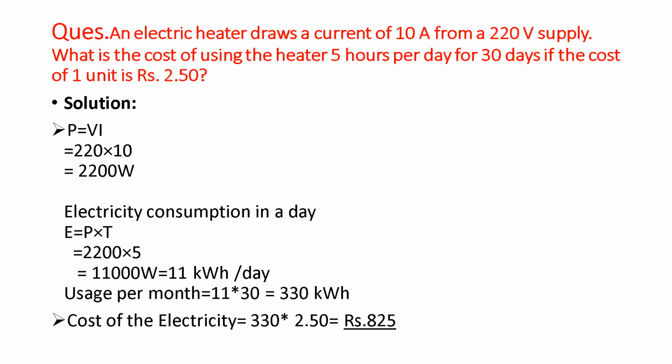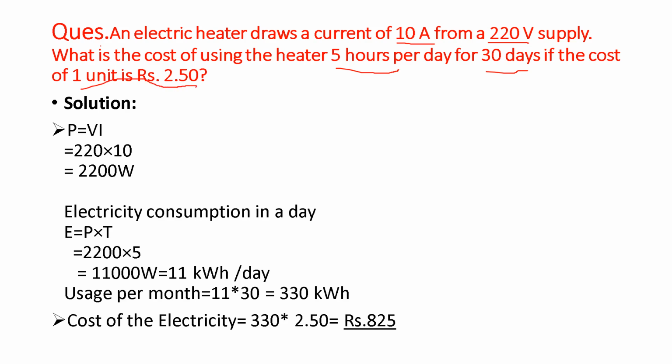Now let's move to the next question. We will solve a question on the basis of the given formulas. The question is, an electric heater draws a current of 10 ampere from a 220 volt supply. What is the cost of using the heater for 5 hours? Here time is given and it is for 30 days. And even the cost of 1 unit is given, it is 2.50.